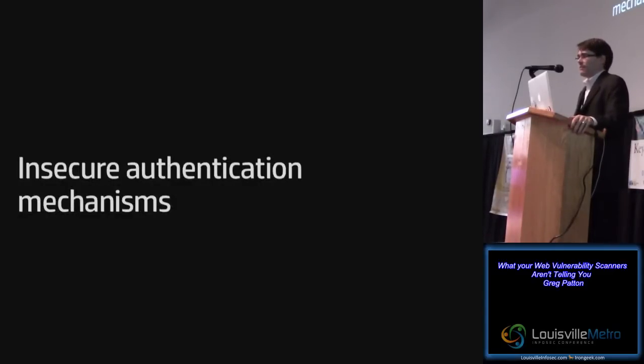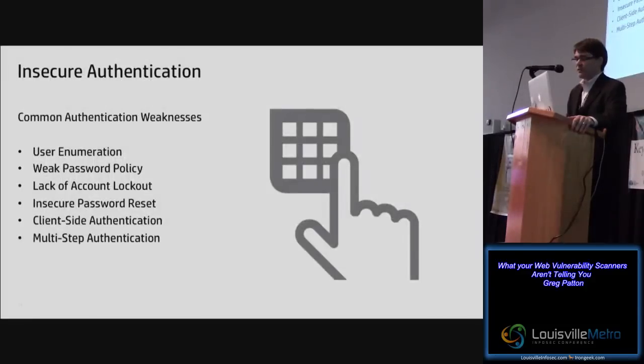Another common area where we see flaws that scanners typically miss is in authentication. There are a lot of examples of authentication weaknesses that scanners miss. I've put a couple of them up here: user enumeration, weak password policy, lack of account lockout, insecure password reset, and various client-side authentication or multi-step authentication. Multi-step authentication is kind of like the logic flaws we were just discussing. I'll dive into a few of these, but in short, a lot of these items could be automated. In fact, a lot of our testing procedures for these items involve automation. But typical scanners seem to miss a lot of these things.